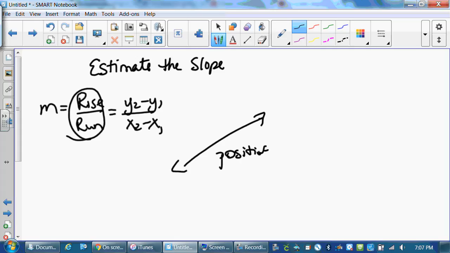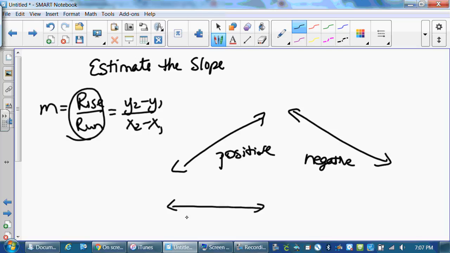Lines that go up from left to right always have a positive slope. Lines that go down from left to right have a negative slope. Lines that are flat have a zero slope, and lines that go up and down have an undefined slope. Now here's how I remember it.